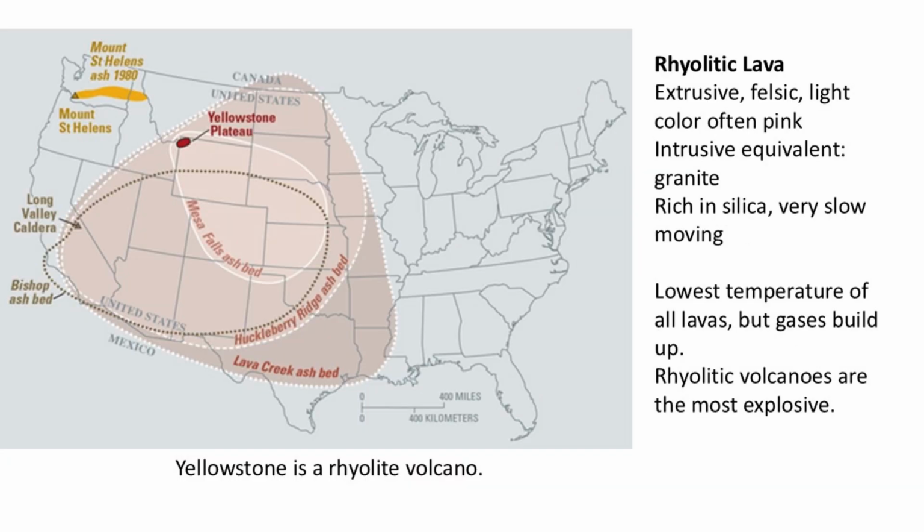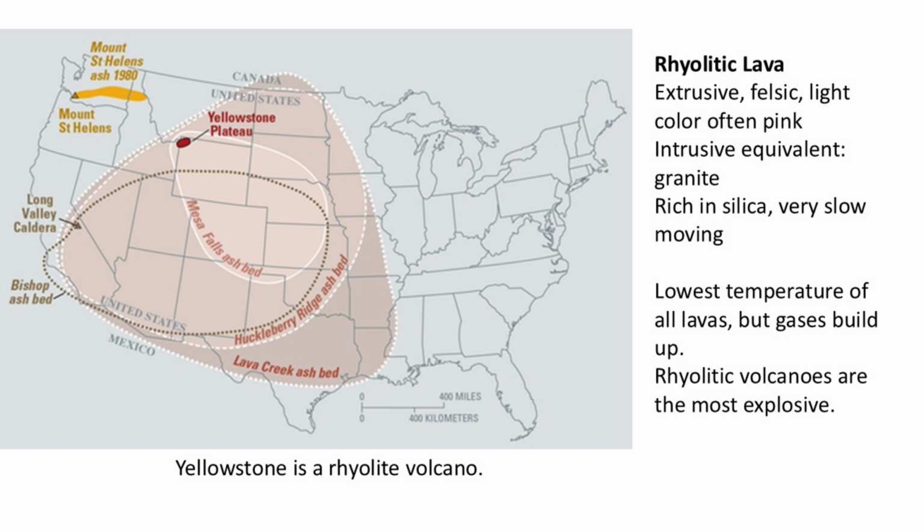Let's look at rhyolitic lava now. So it is extrusive, just like the other lavas, and it is felsic in composition. That means it has the highest silica content. And it usually is always a light color. So it's going to be pink, pink with white, or white, and then it might have a few black minerals in it, a little bit of magnesium, but it's going to be dominantly very light in color. And the intrusive equivalent is granite, which is also pink to white in color.